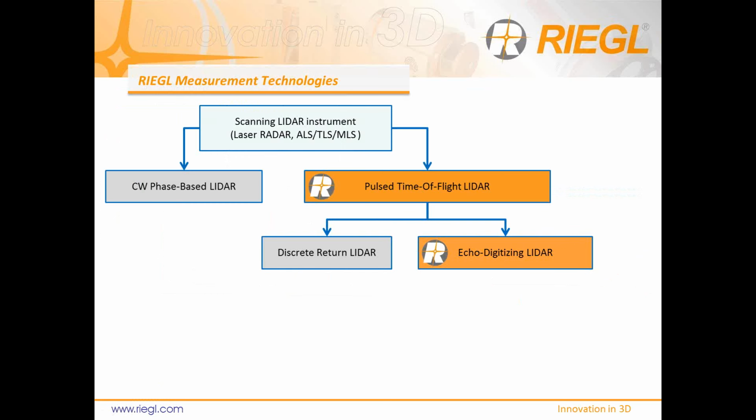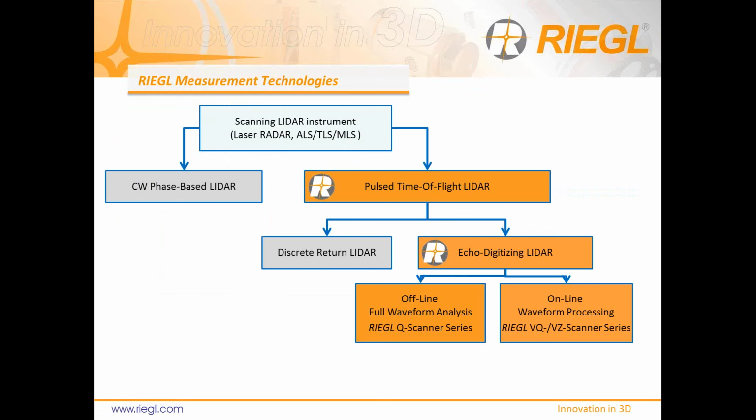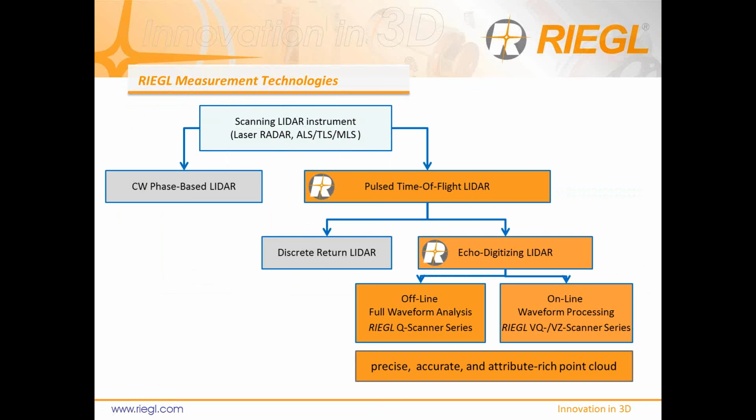We used to make analog systems, but now we pretty much only make digital systems. If it has a V in front of the scanner name, then it's digital. And there are 2 types of digital systems. There's the kind for offline analysis, which is mostly airborne systems. And then there's real-time digital systems, which is on the right, so real-time or online waveform processing, and that's the Riegl VZ scanners. The end result is a very precise, very accurate, and attribute-rich point cloud.